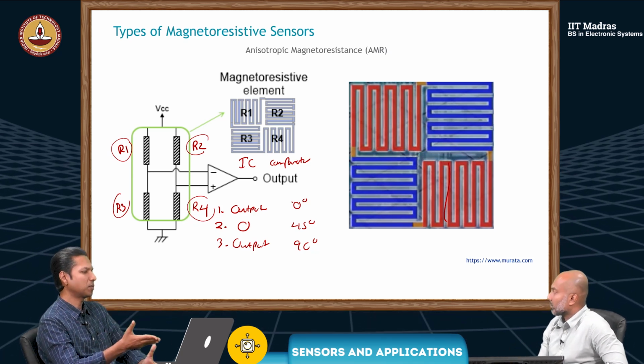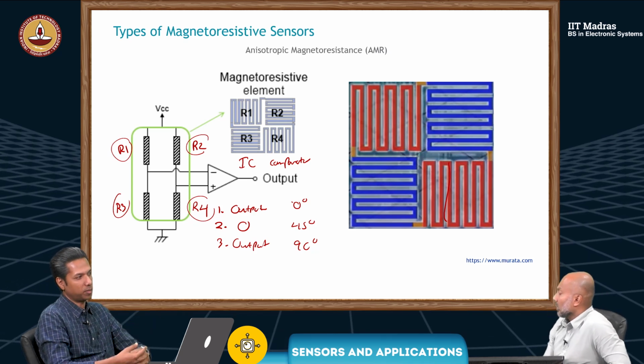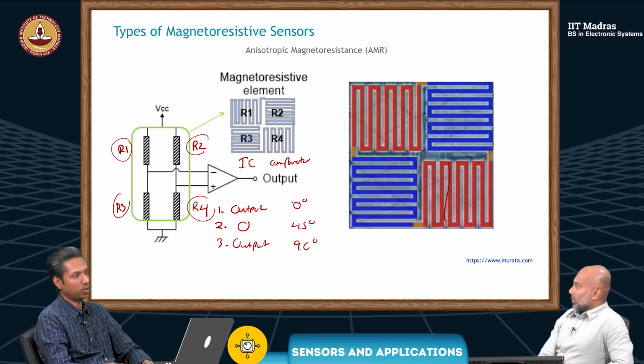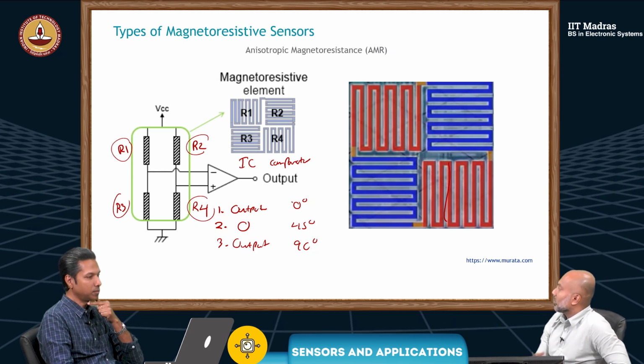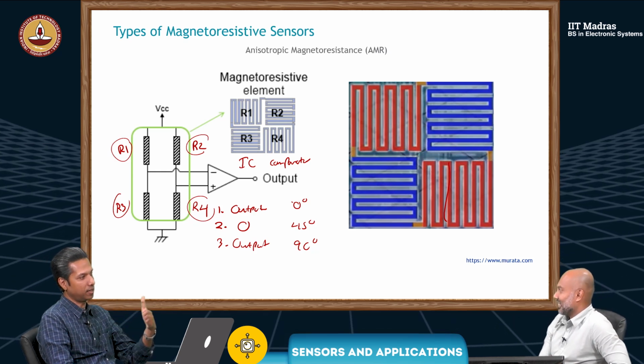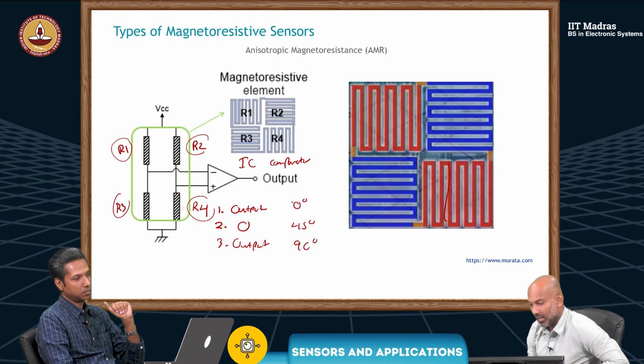Otherwise, we will be using some difference amplifier or instrumentation amplifier to measure the difference output voltage. And based on that, you can tell how much angle it is.